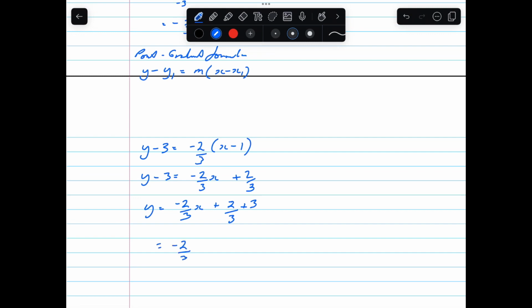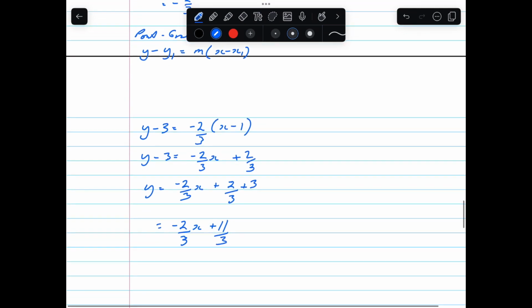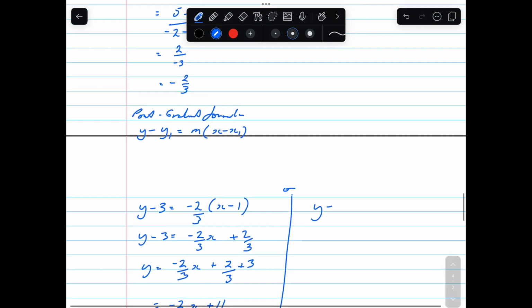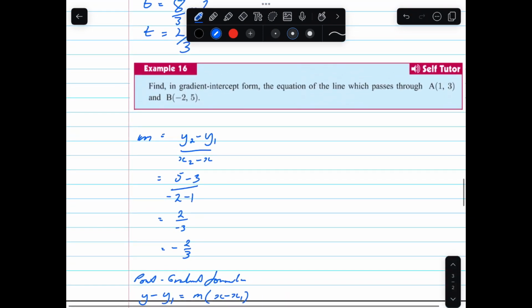Put the constants over a common denominator so that we can add those two, and we get negative 2x over 3 plus 11/3. Well, let's try with point B, to verify that we get the same result.